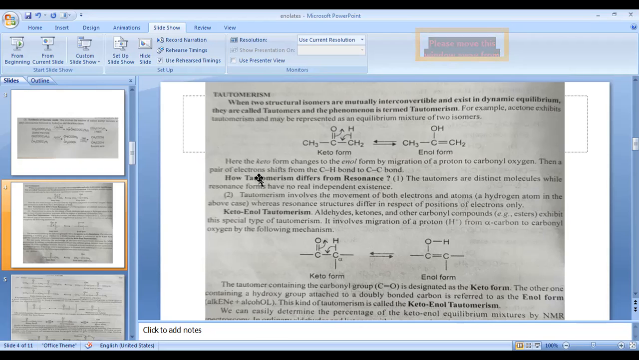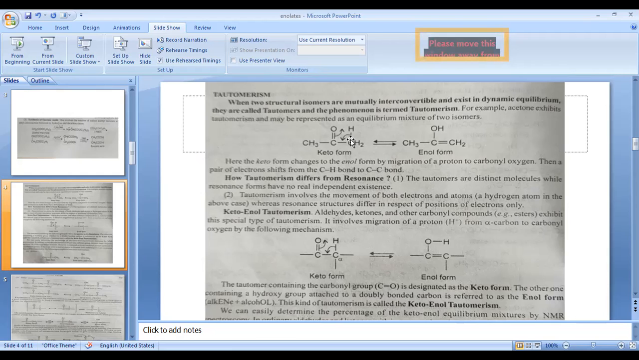Here, the keto form changes into the enol form by migration of a proton to the carbonyl oxygen. How does it change? By migration of this proton to the carbonyl oxygen. This proton is transferred from the CH3 group to the oxygen of the carbonyl group. Then a pair of electrons shifts from the carbon-hydrogen bond to the carbon-carbon bond.